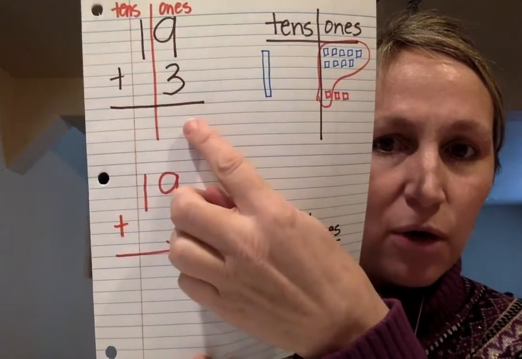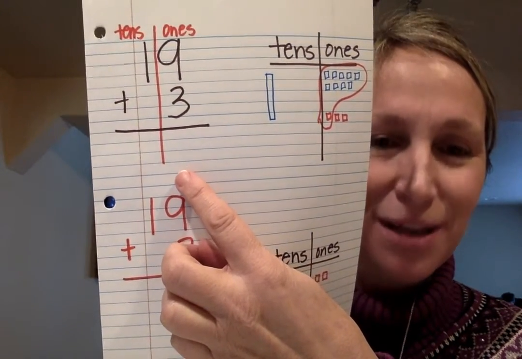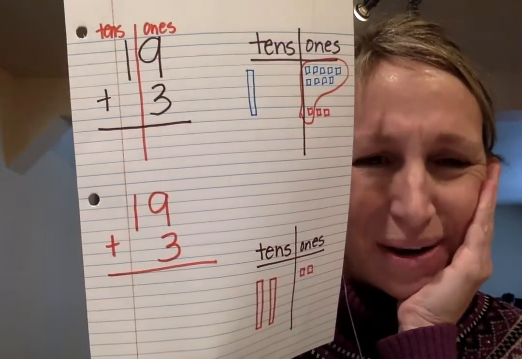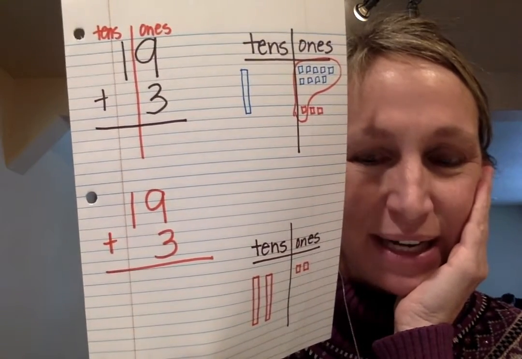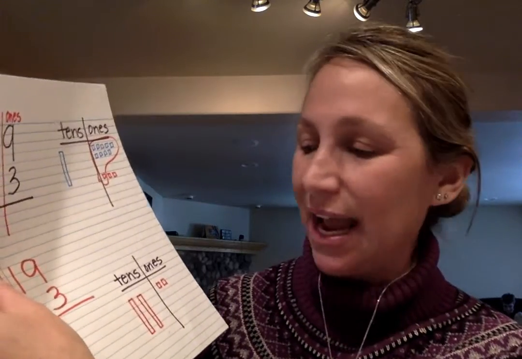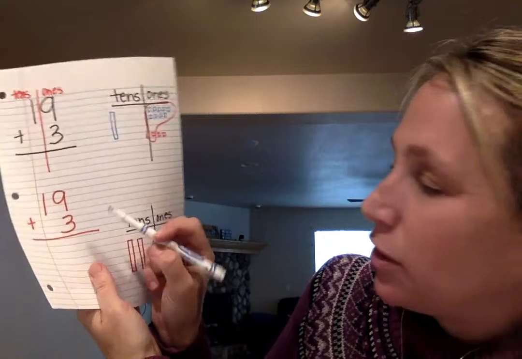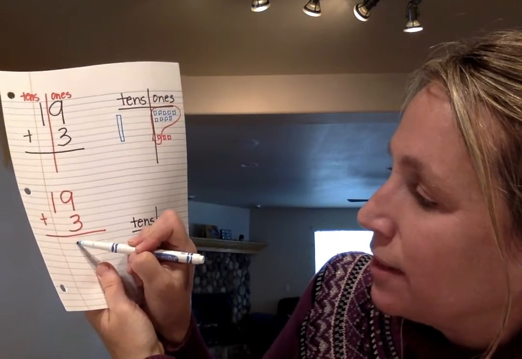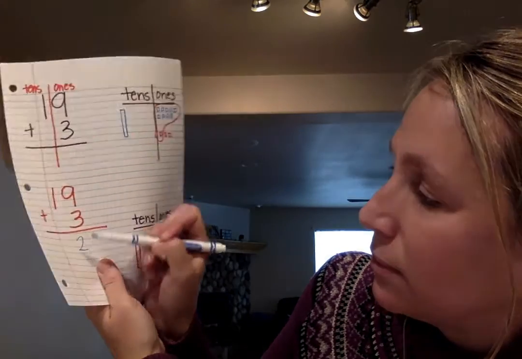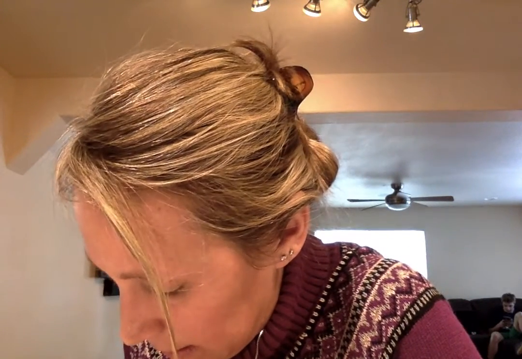Can I put a 12 in the ones column? I cannot put a 12 in the ones column. You're right. So what do I need to do? Well, I need to regroup. So I'm going to do something that's called carry the 1. So 9 plus 3 is 12. I'm going to place the 2 and regroup the 1. Let me write that darker so that you can see it.